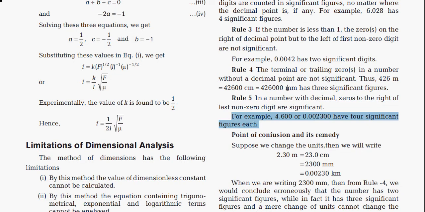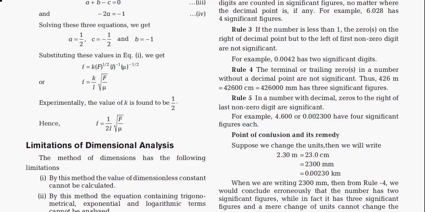So we don't need to consider the 0, but if a decimal is there in a number, because we have to be very accurate, we will consider the value of 0 as well. So in both cases it will be 4 significant figures. In this, as this 0 is on the left side, we will not consider this 0, but on the right side we will consider this 0 as a significant figure.